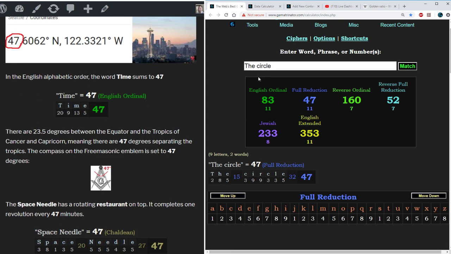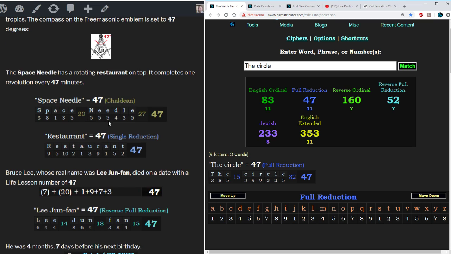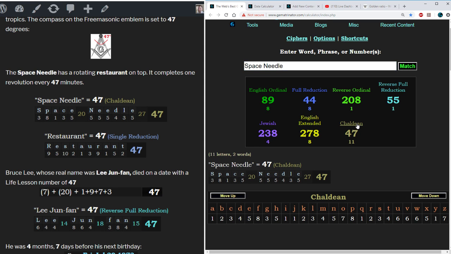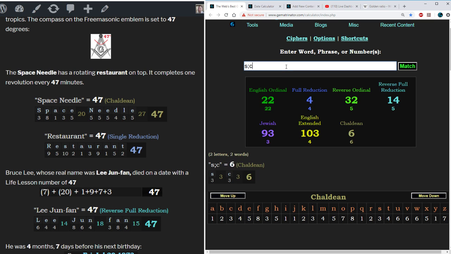The Space Needle has a restaurant on top of it. And with our S exception, where S is worth 10, it's only reduced once. Restaurant equals 47. And in Chaldean numerology, Space Needle equals 47. And on top of the Space Needle, there's a restaurant that completes one full revolution every 47 minutes.